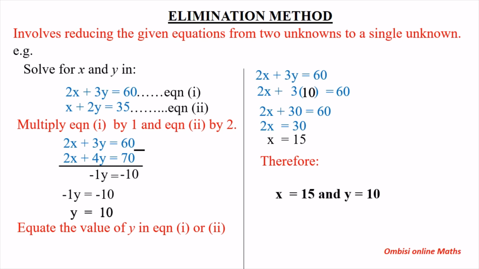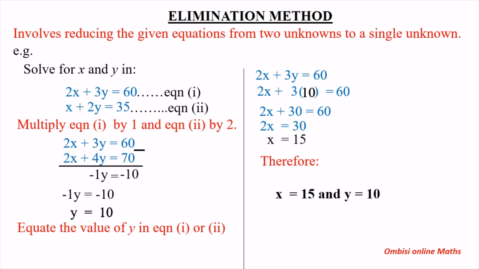It is also prudent that after finding the values of x and y, we put them back either in equation 1 or equation 2 and see if we'll get the value that is indicated. Like here, if you put in equation 2, x is 15, so it is 15 plus 2y. 2y makes it 20, so 15 plus 20 equals 35. So you can see that the values of x and y are true.